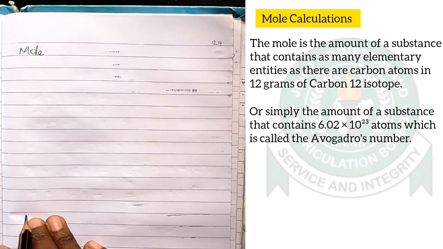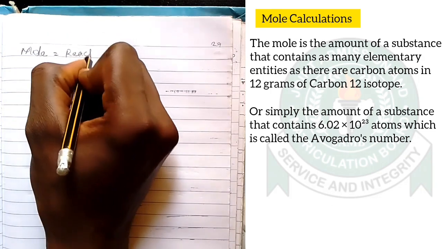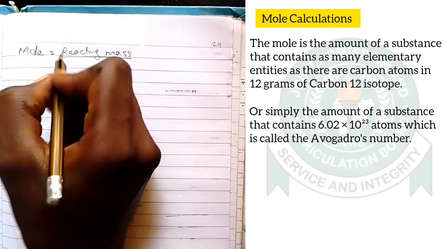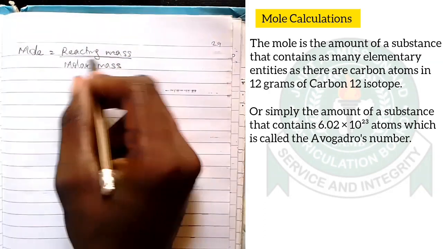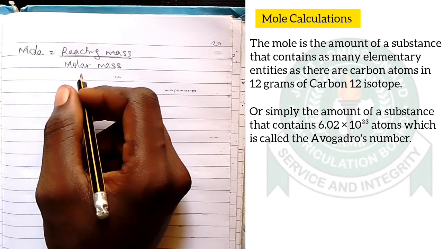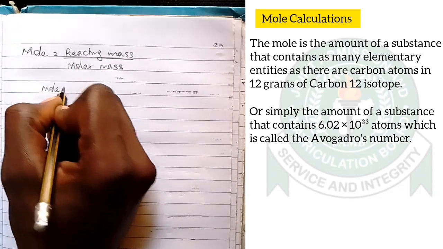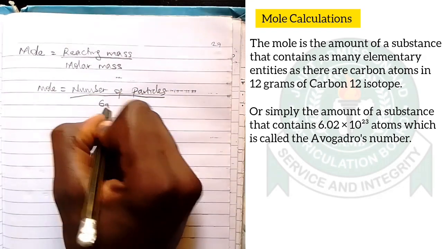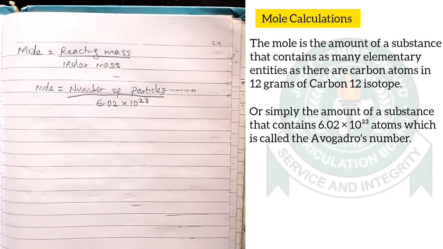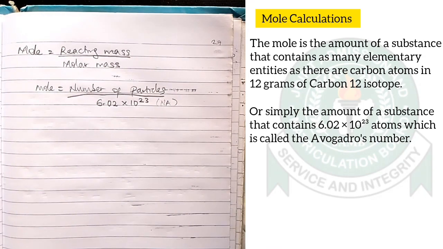So the mole, these are the different definitions of a mole, so a screenshot will be very helpful here. Okay, so we have the first calculation of a mole as reacting mass divided by the molar mass, that is the mass available in the question divided by the molar mass, that is the mass of 1 mole of that substance. So it can also be calculated by the number of particles or number of atoms divided by 6.02 times 10 raised to the power 23, which is called the Avogadro's number, which is written as Na as its symbol.